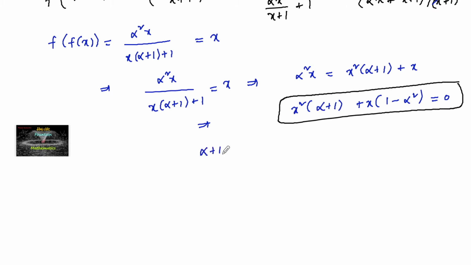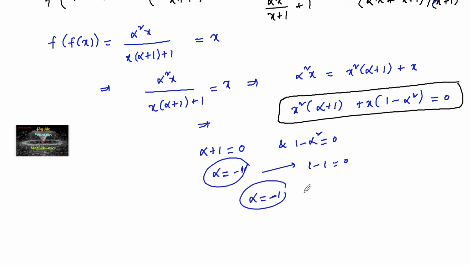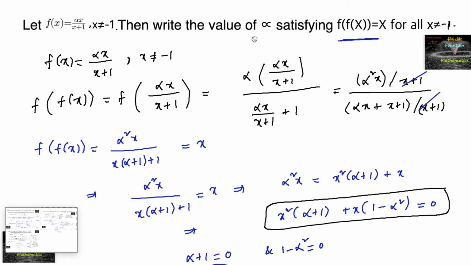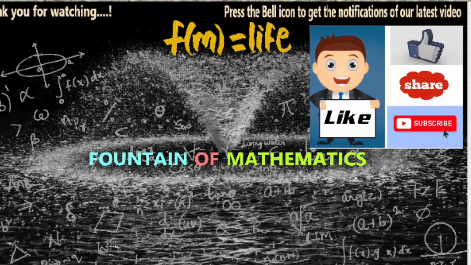So let's find the values of alpha for which the coefficient of x square is 0, that is alpha plus 1 equals 0 and 1 minus alpha square is equal to 0. For alpha equal to minus 1, it also satisfies 1 minus alpha square equal to 0. So we can just consider alpha is equal to minus 1. Alpha equal to minus 1 will satisfy, and this inequality also will hold, and hence we can conclude that the value of alpha which satisfies the given condition is minus 1. Okay, thank you.